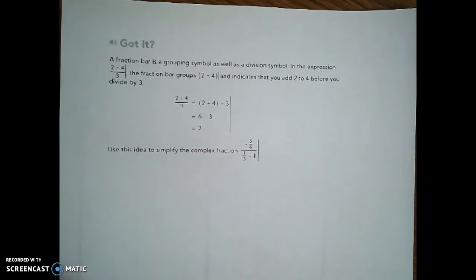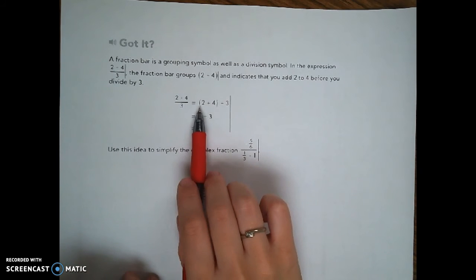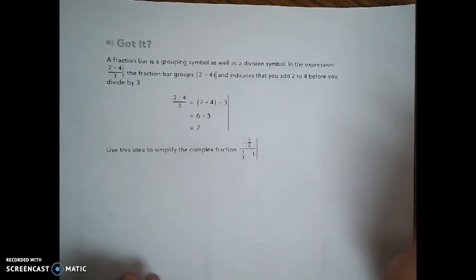Then we have one more to talk about. A fraction bar is a grouping symbol as well as a division symbol. In the expression 2 plus 4 over 3, the fraction bar groups 2 plus 4 together just like parentheses would, to indicate that you add 2 and 4 before you divide by 3. And then it shows you how you could write this as 2 plus 4 in parentheses divided by 3.